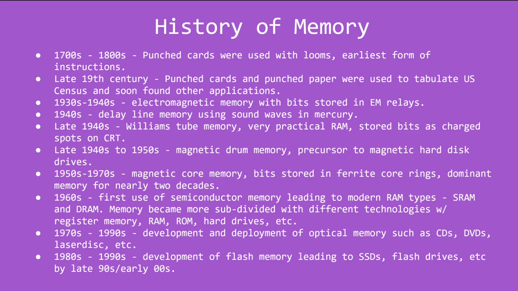So let's go back and just talk about the history of memory, generally speaking. In the 1700s and then in the 1800s, punch cards started to become a thing. They were used with looms to create patterns. So basically, they were the earliest form of instruction memory, secondary, I guess, in this case. By the late 19th century, punch cards and punch tape were used to tabulate the US Census, and they found other applications. Why this was done was that the 1880 US Census took about 8 years to finish.